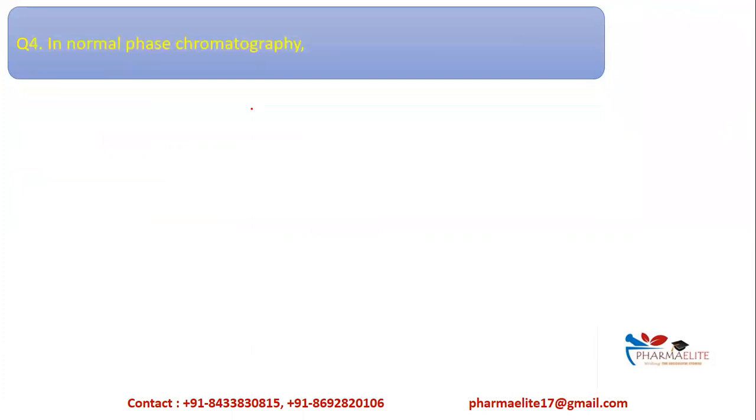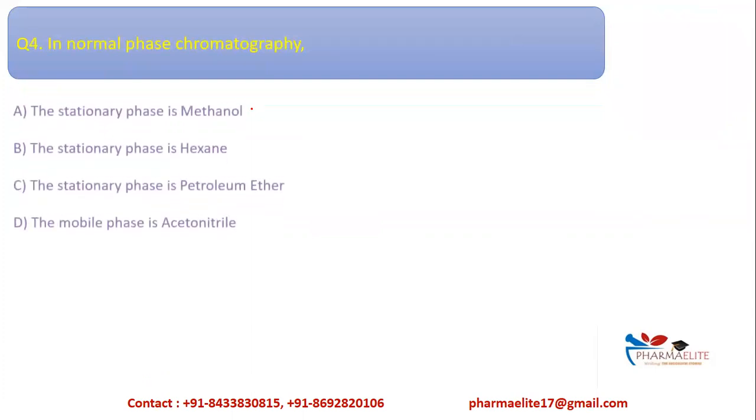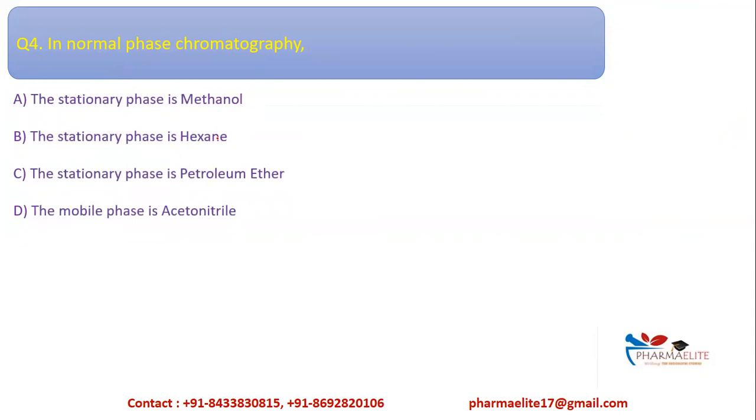Next question. In normal phase chromatography, the stationary phase is methanol, the stationary phase is hexane, the stationary phase is petroleum ether, the mobile phase is acetonitrile. Now we need to find out which option is correct.